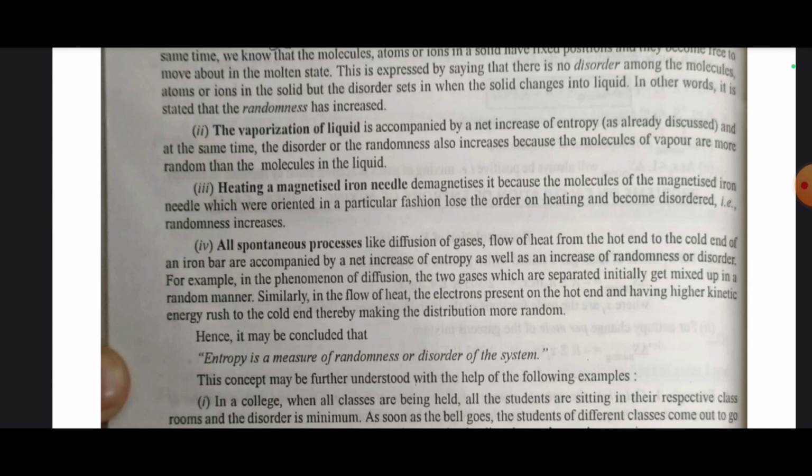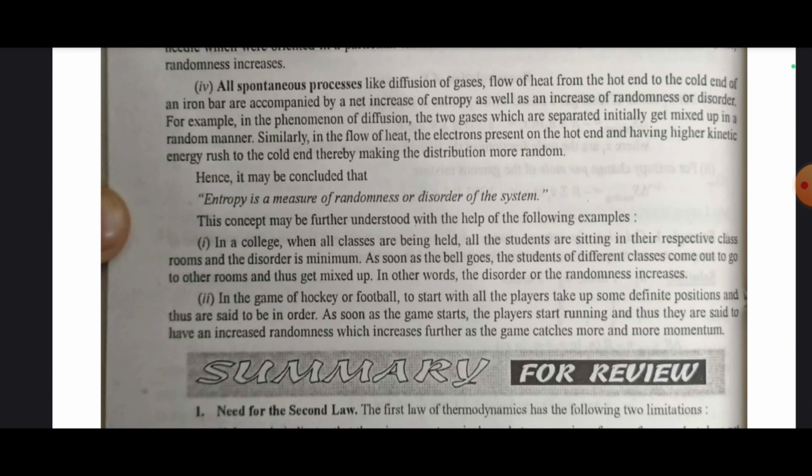For example, in the phenomenon of diffusion, the two gases which are separated initially get mixed up in a random manner. Similarly, in the flow of heat, the electrons present on the hot end and having higher kinetic energy rush to the cold end, thereby making the distribution more random. Hence, it may be concluded that entropy is a measure of randomness or disorder of the system. This concept may be further understood with the help of the following examples.